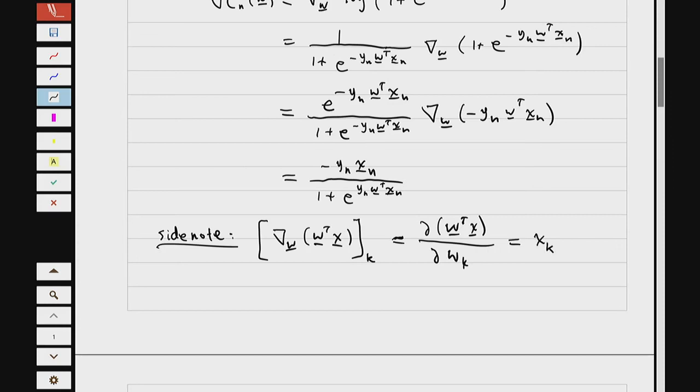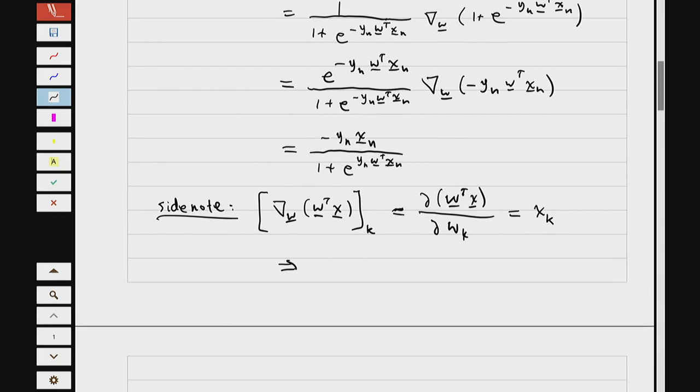And just by the definition of gradient, the whole gradient is simply you stack these xk's together. So this is equal to simply the whole vector x. And that's how you can derive this formula yourself for the gradients.